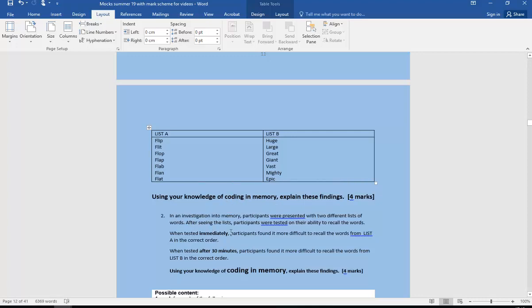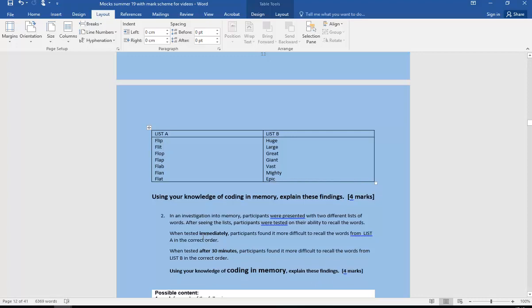Okay, so here's the question. In an investigation into memory, participants were presented with two different lists of words. After seeing the list, participants were tested on their ability to recall. When tested immediately, participants found it more difficult to recall the words from list A in the correct order. When tested after 30 minutes, participants found it more difficult to recall the words from list B in the correct order. Using your knowledge of coding, explain these findings.